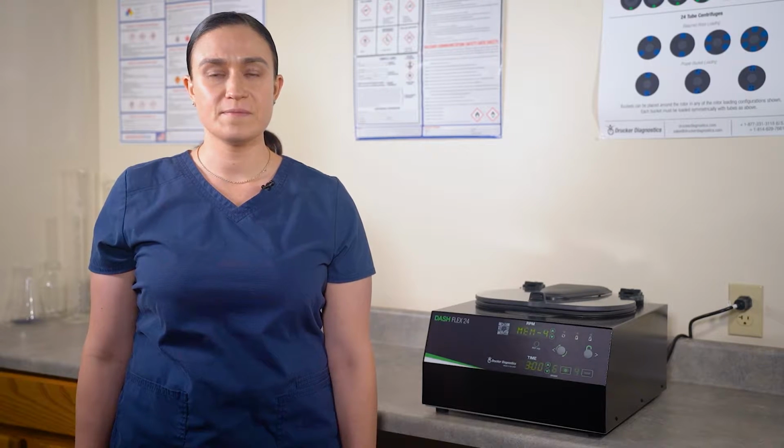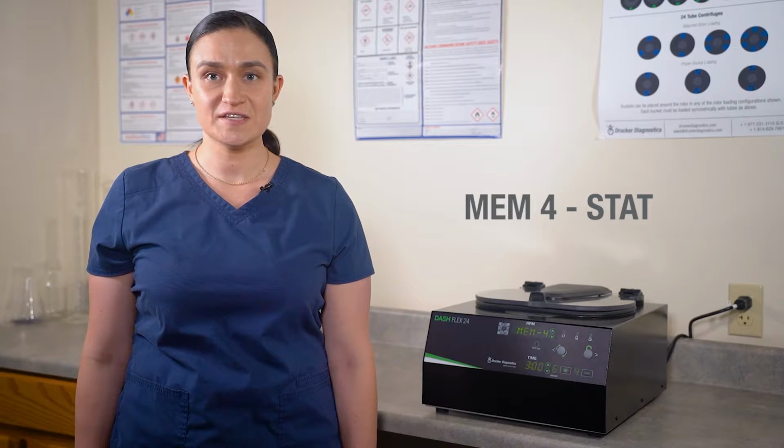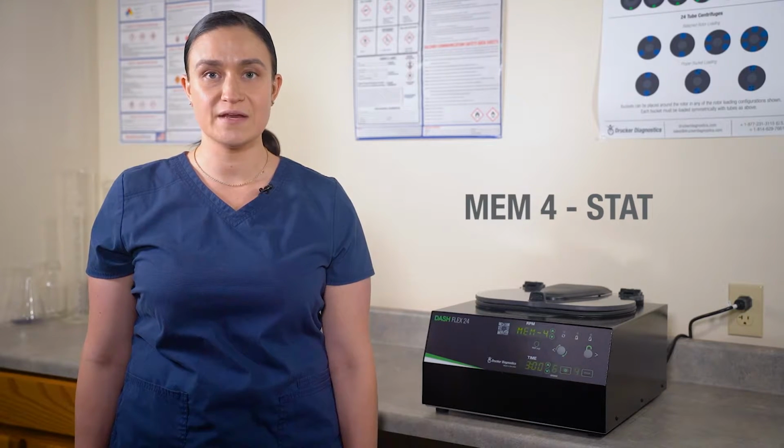Saved cycles save a particular time, speed, and braking into your centrifuge's memory. Your centrifuge comes with 3 presets, and so when you create a new one, the system names them Mem4, Mem5, etc. by default. However, you can rename them if you want. We're going to change our cycle name from Mem4 to Stat, but you can use the same process to change the name on any existing saved cycle to anything you would like.